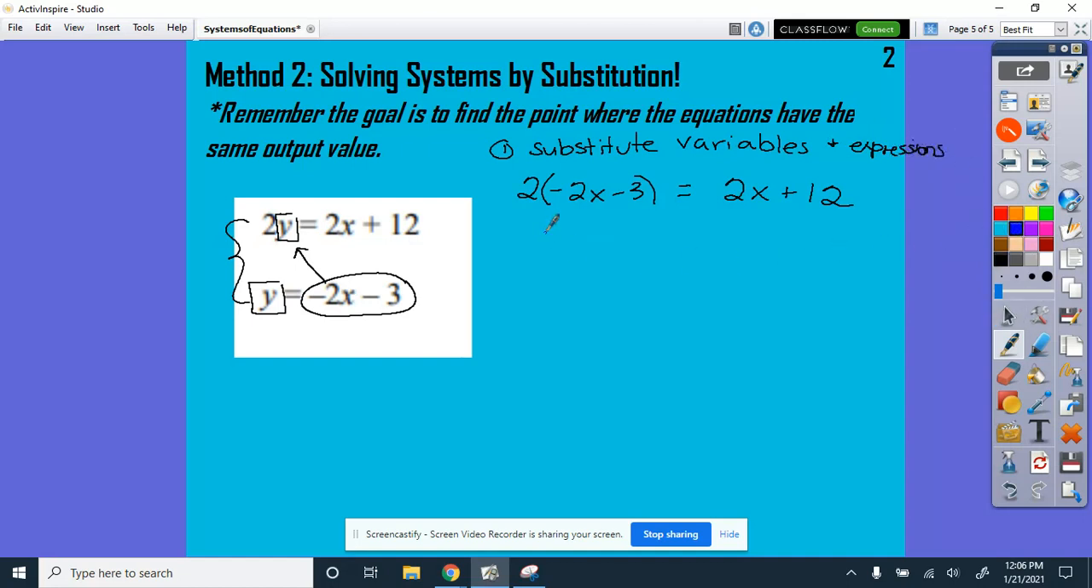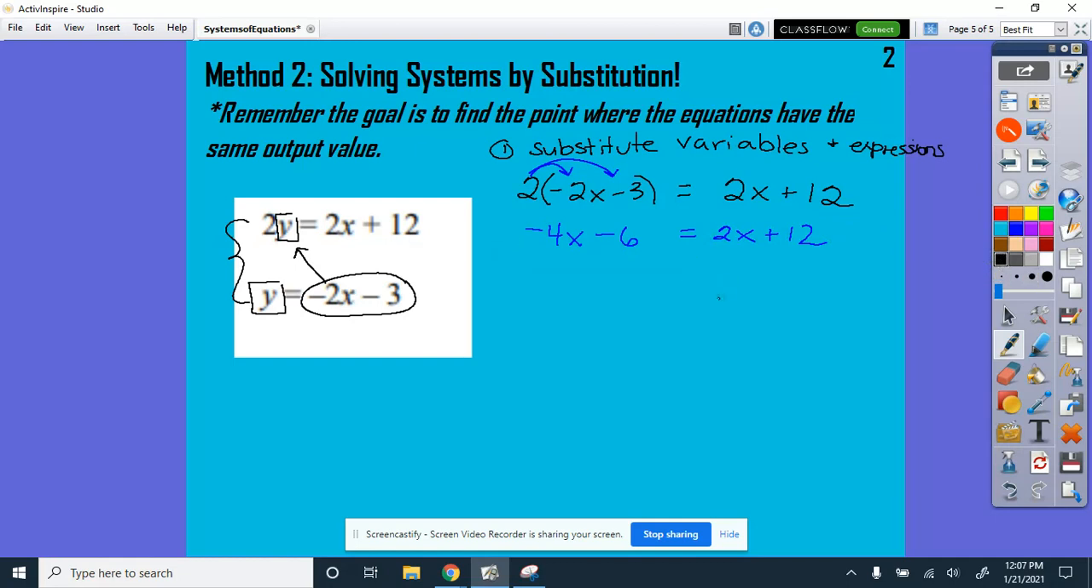Okay, so now step 2 is going to be to go ahead and simplify everything that you can simplify. I'm going to do that in blue here. So I'm going to distribute this: 2 times negative 2x is negative 4x. 2 times minus 3 will be a negative 6. And then 2x plus 12, well, that's simplified as much as we can get it, so we'll be okay.